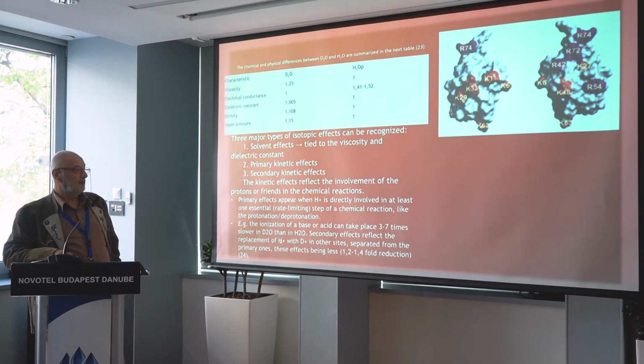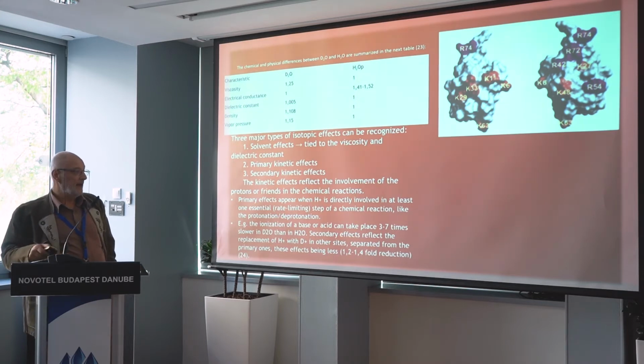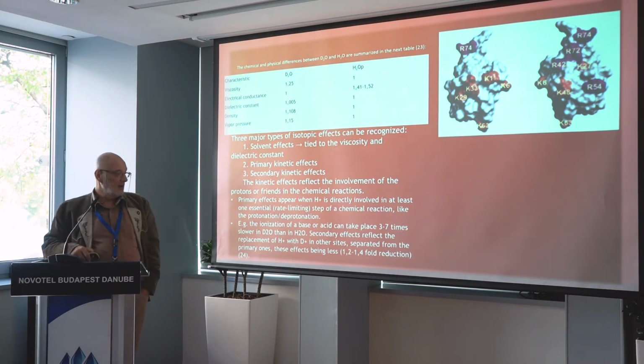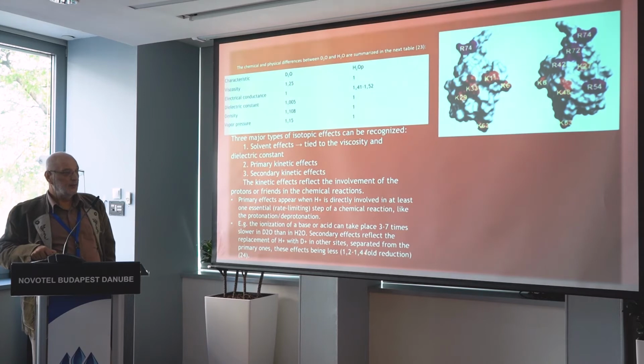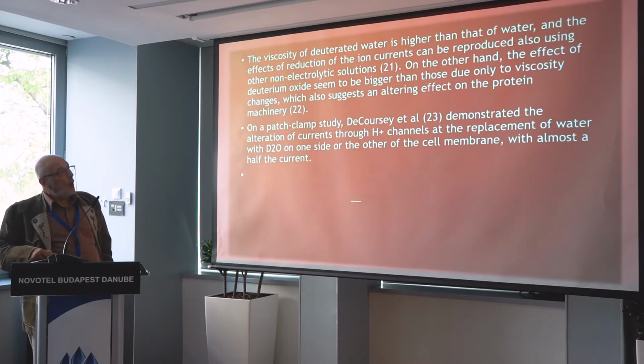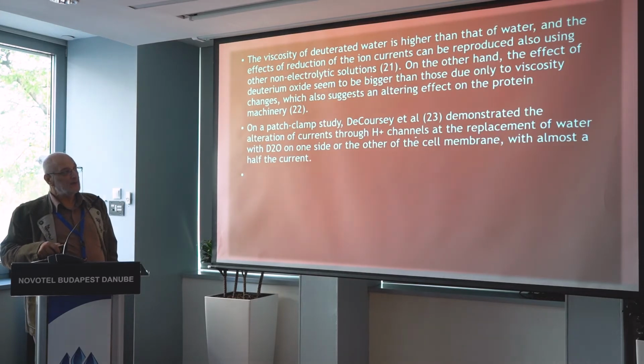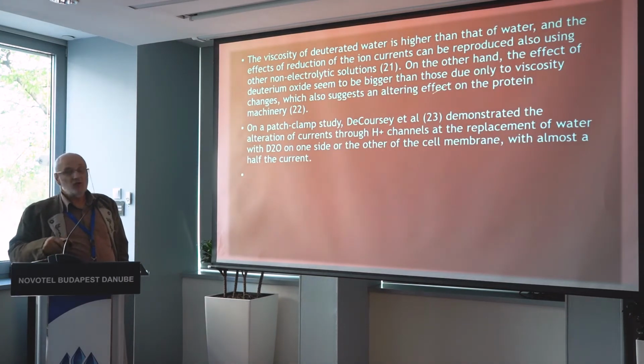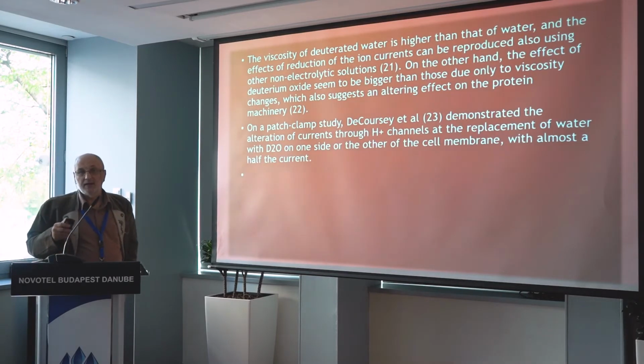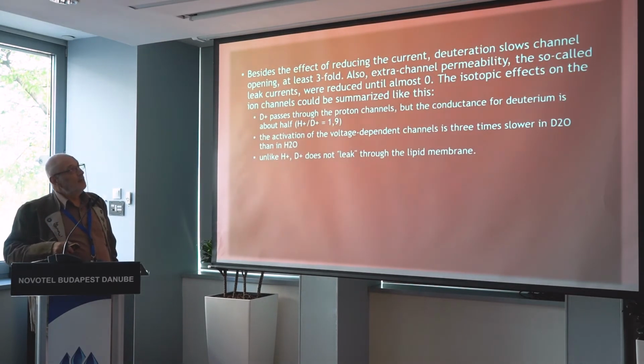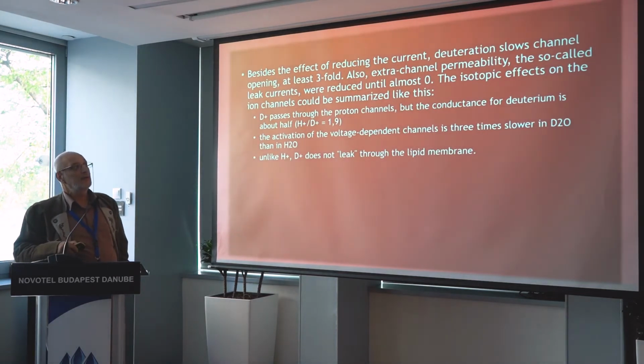Secondary effects reflect the replacement of protons with deuterium in other sites, separated from the primary ones, these effects being less important, but also presenting a reduction in the speed of the reaction. So all those things that have been demonstrated show an alteration of currents through the proton channels at the replacement of water with deuterium on one side or the other of the cell membrane. Those patch clamp studies are very good and very important in studying those effects. Besides the effect of reducing the current, deuteration slows channel opening at least 3 times. So the extra channel permeability, the so-called leak currents, are also reduced until almost zero.